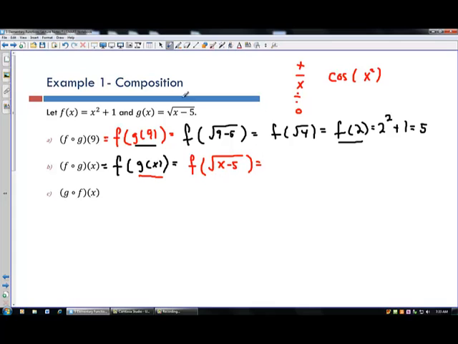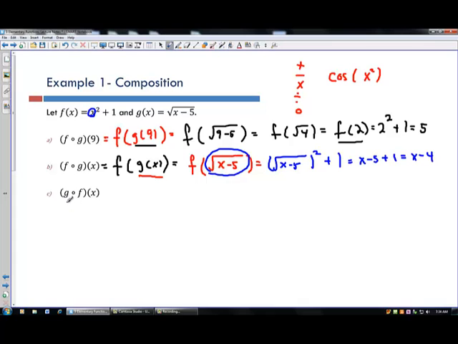Now this basically says wherever you see an x in here, replace it with this. So here, there's an x there. I take these two circle blob things, and I basically just swap them out. So this is going to be equal to the square root of x minus 5, quantity squared, plus 1. I just take this circle thing and replace it with that circle thing. And then when you square the square root, it goes away. So you get x minus 5 plus 1, which equals x minus 4.